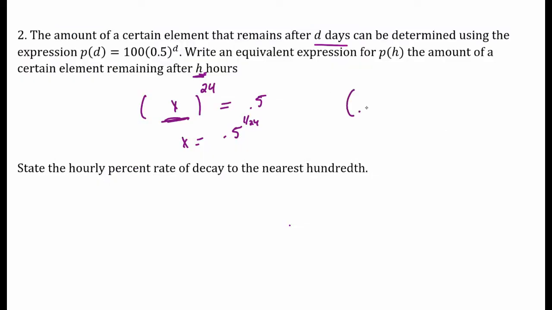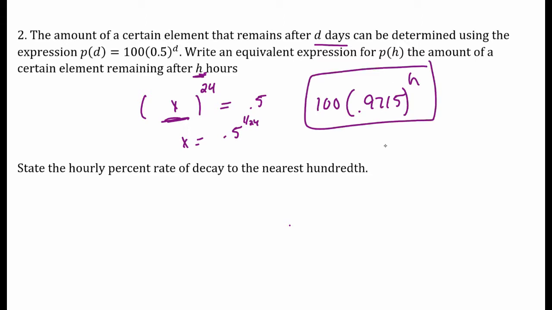So the base is really 0.9715 to the h. Every hour, that's the base if I want to use hours instead of days. This is my expression for P of h. So notice how I did this. I said there's 24 hours in one day. So I said, I want to know the base for hours, so what to the 24th gives me the base for days? So what's the hourly rate of decay?